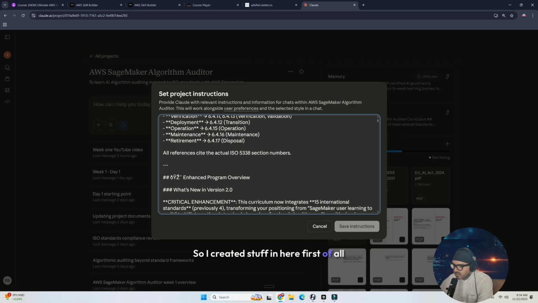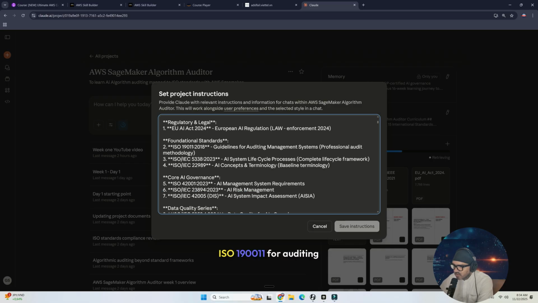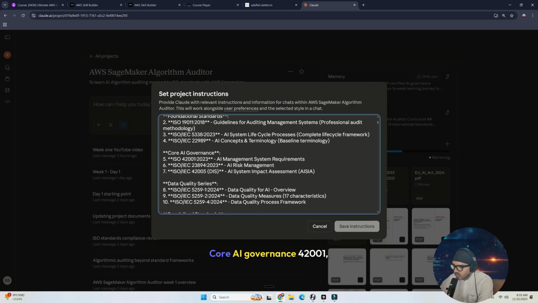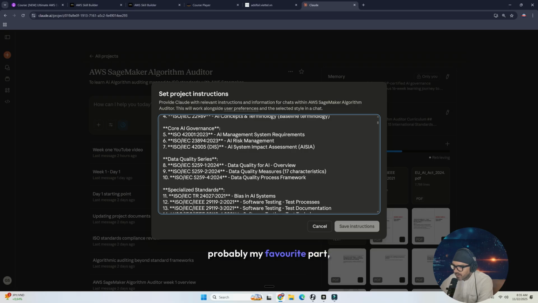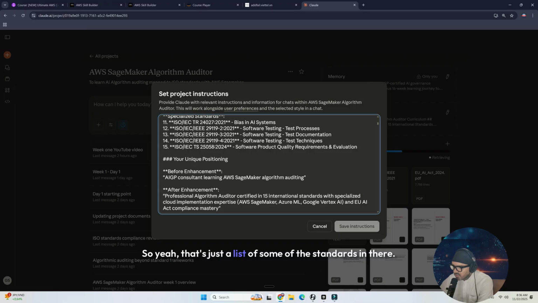So I created stuff in here, first of all. And how this is going to work now is, you can see here it's got standards: EU AI Act, ISO 19011 for auditing management systems, 5338 AI system lifecycle processes, ISO 22989 AI concepts and terminology, core AI governance 42001, 23894, 42005, data quality, probably my favorite part, 5259 parts 1, 2 and 4, specialized standards 24027 bias in AI systems, 29119 parts 2, 3 and 4 for software testing, and 25058 for product quality requirements and evaluation. So yeah, that's just a list of some of the standards in there.